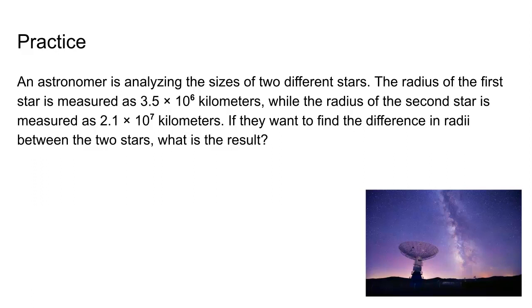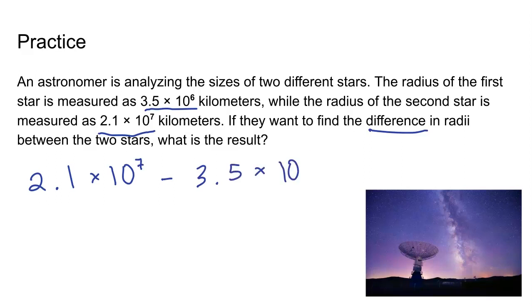In this case, you want to find the difference, which means you need to subtract. And you need to subtract the smaller number from the bigger number. And in this case, 3.5 times 10 to the 6th is smaller than 2.1 times 10 to the 7th, because 10 to the 6th is a whole exponent smaller than 10 to the 7th. So to rewrite that, you would write 2.1 times 10 to the 7th minus 3.5 times 10 to the 6th.